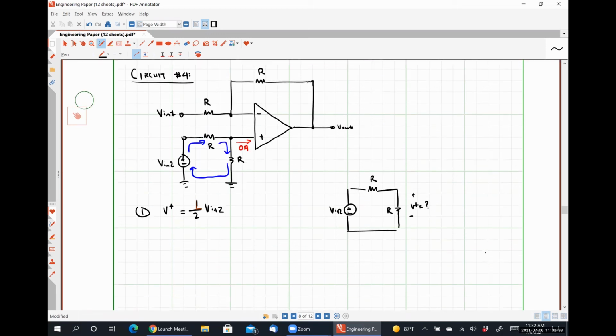All righty. What is V minus, the voltage present at the inverting input terminal? 1/2 Vn2. Absolutely. Now we write our KCL equation, right? So we want this guy plus that guy and set them equal to 0. So tell me what that's going to be.